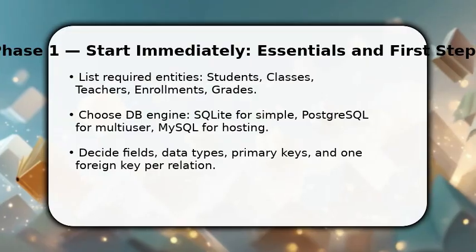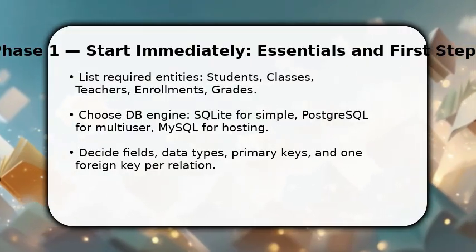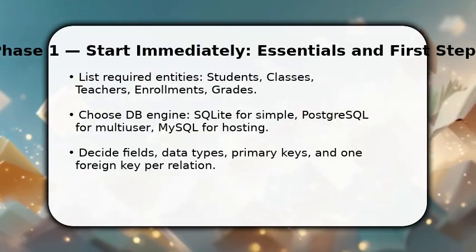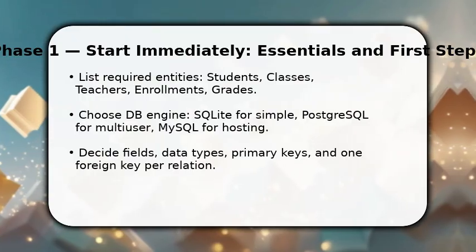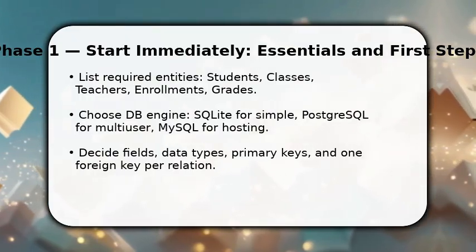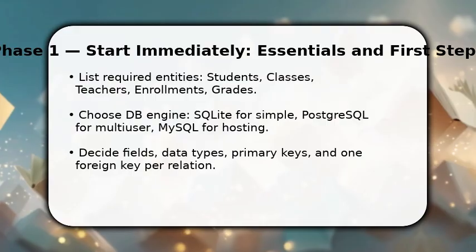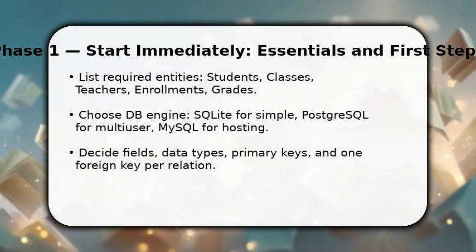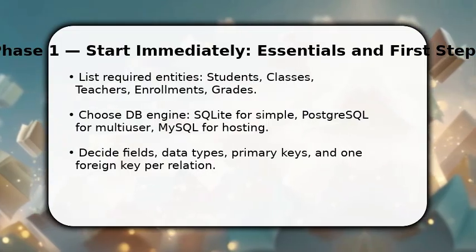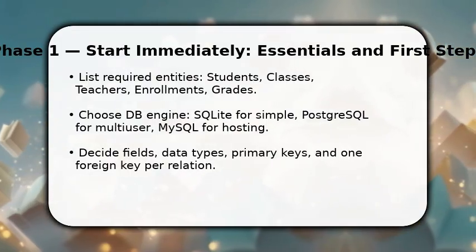You begin by clarifying scope and choosing your tech. This saves rework later. First, sketch core entities: students, classes, teachers, enrollments, grades. Once done, pick a database engine, SQLite if you need a single file start, PostgreSQL for concurrent users. Next, define fields and primary keys, then map foreign keys so relationships make sense.